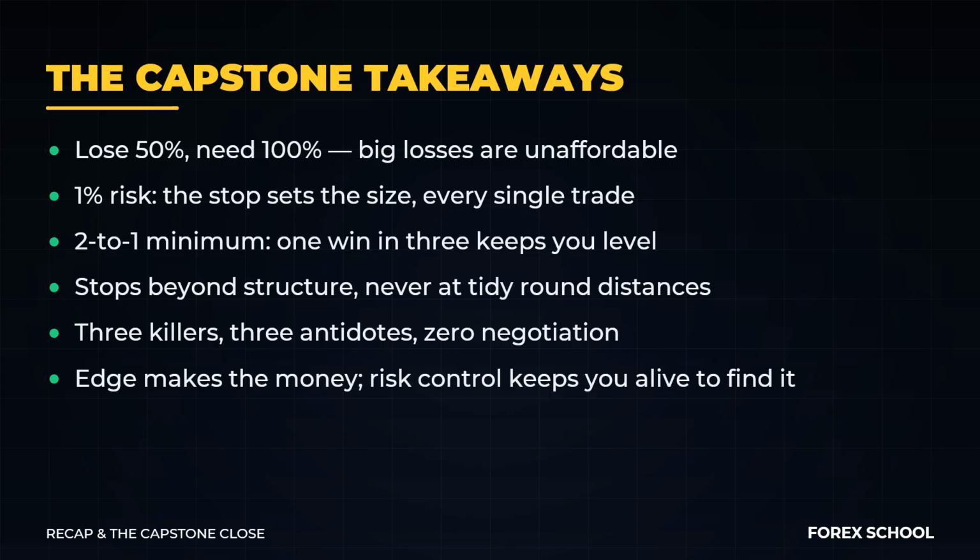The asymmetry rule, 2 to 1 minimum, so 1 win in 3 keeps you level and 40% makes you money. Stops live beyond structure, at the exact price where the idea is wrong, and once set, they move only in your favor. Know the 3 killers: revenge, moved stops, oversize, and run their antidote rules without debate. Protect the bad weeks with a daily limit, the walk-away rule, and half size in drawdown. Survive first. Profit second. In that order, forever.